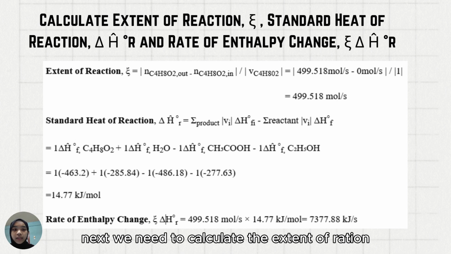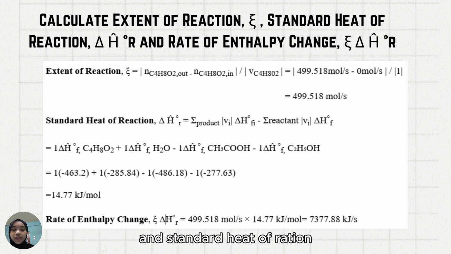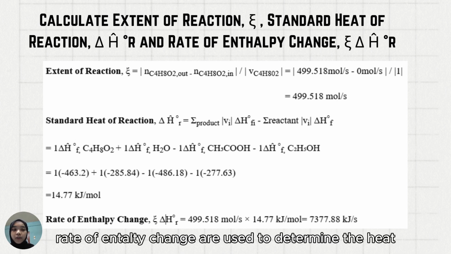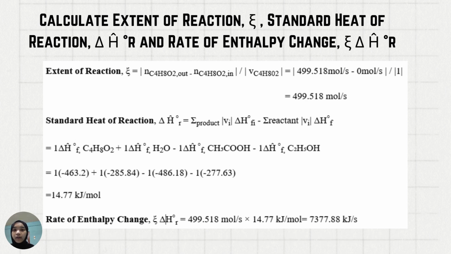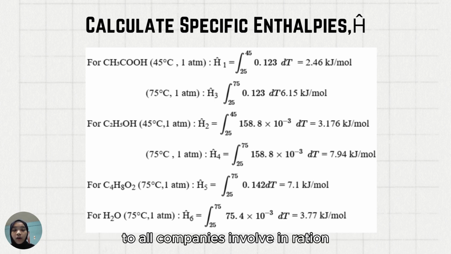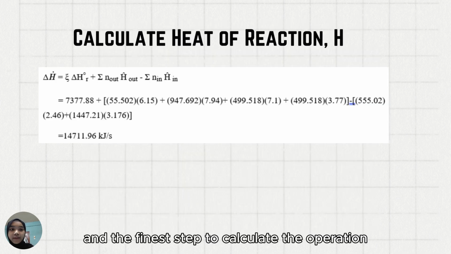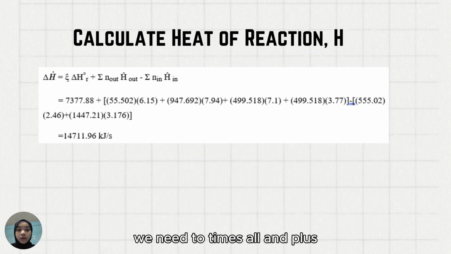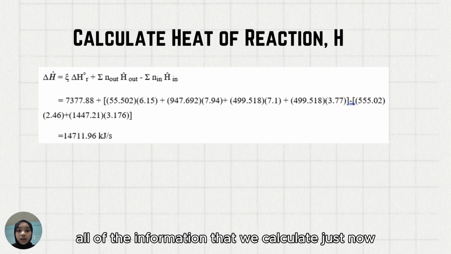Next, we need to calculate the extent of reaction and the standard heat of reaction because the rate of enthalpy change is used to determine the heat of reaction. Also, we need to calculate specific enthalpies for all components involved in the reaction. And for the final step to calculate the heat of reaction, we need to multiply and add all of the information that we calculated just now.